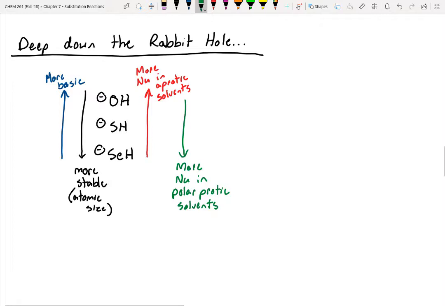Okay. So we've got all these competing trends we've got to consider, right? We've got basicity, we've got stability, we've got nucleophilicity in aprotic solvents, we've got nucleophilicity in protic solvents. It's kind of confusing, right? The big thing I remember is an aprotic solvent essentially only stabilizes your transition state, but it destabilizes your nucleophile. It's the exact same trend as basicity. However, with polar protic solvents, the trends are reversed.